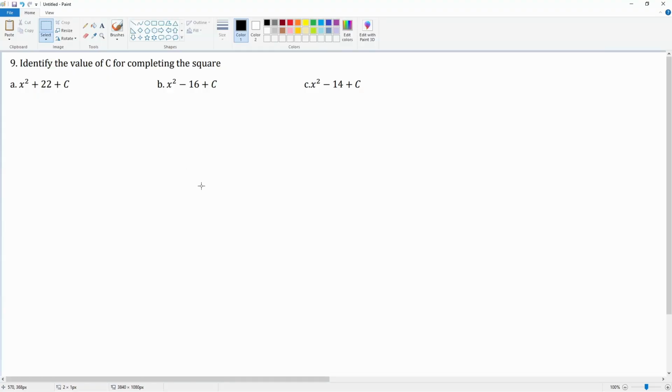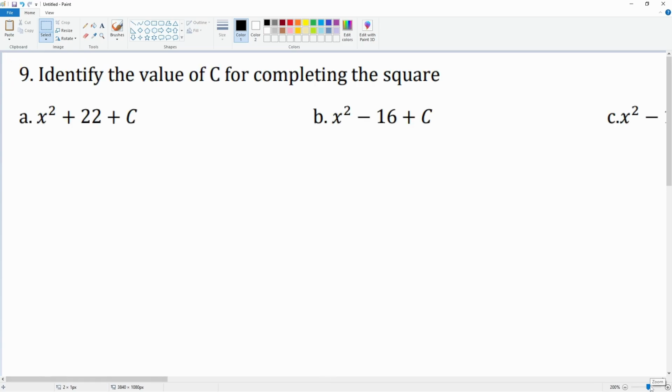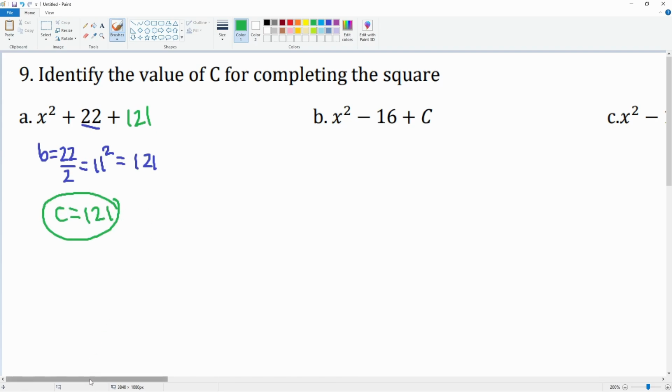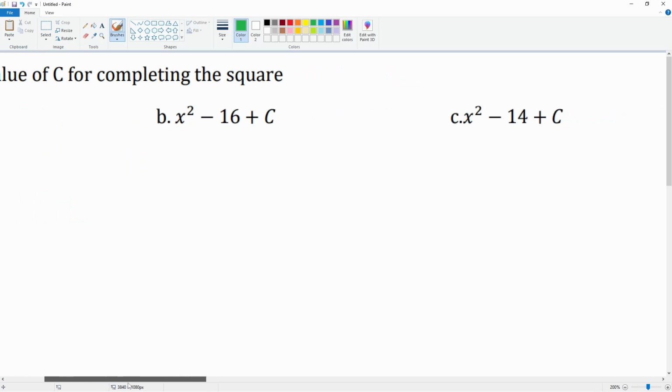Number 9 asks us to identify the C value to complete the square. To do that, we first have to get the B value, which is 22. We divide that by 2, which gets us 11. Then we square it, which is 121. 121 is what we would have to add here to complete the square. So C is equal to 121, which would be your final answer. That is the constant that we add to complete the square.